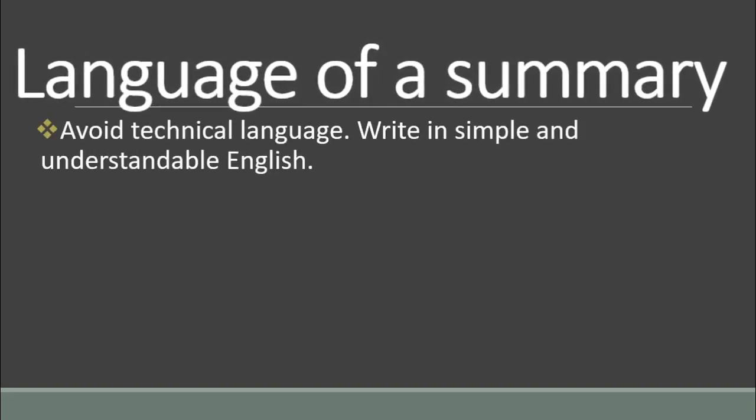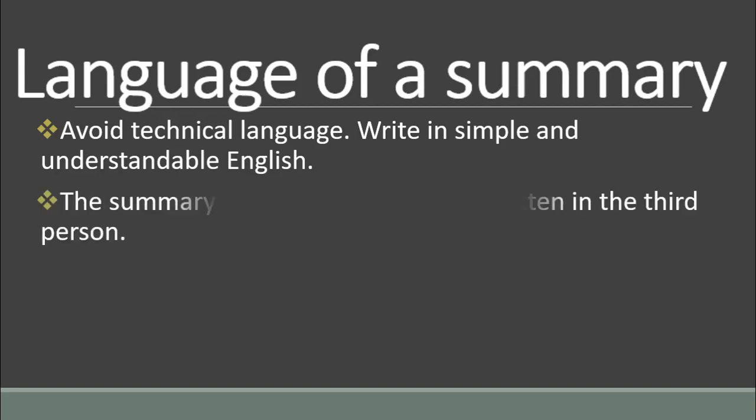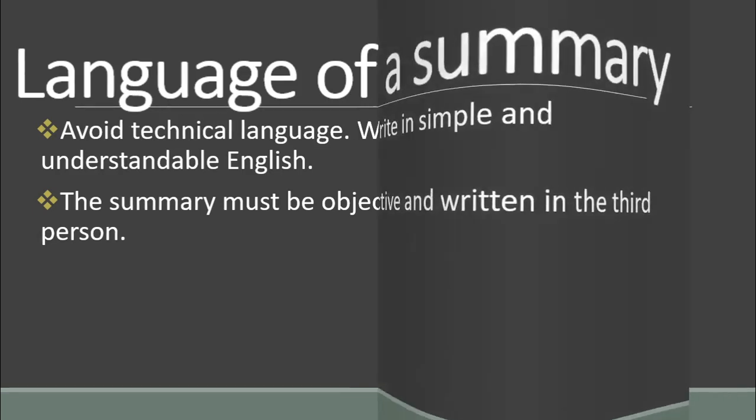Okay, so what type of language will be used in a summary? Avoid technical language. That means avoid complicated language. Write in simple and understandable English. You have to write your summary in simple and understandable English. The summary must be objective and written in the third person.